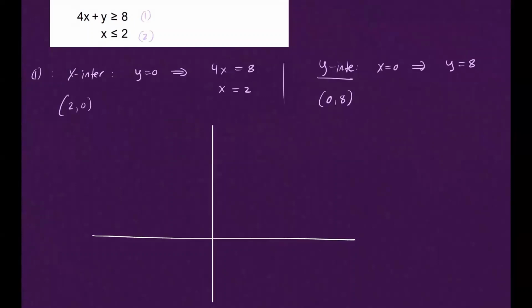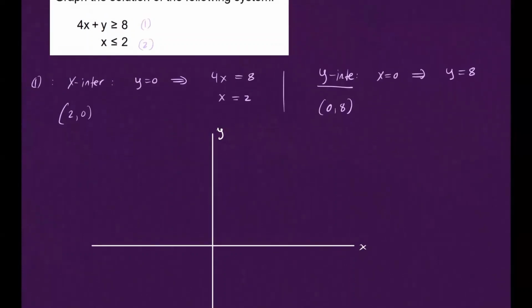Here's your x, here's your y, and we're going to now plot the intercepts. So we have (2, 0). Let's suppose this is 2. And then we have (0, 8). Let's suppose this is 8. And we connect them by making a straight line, a solid line. So something like this. I'm just going to readjust. There we go.